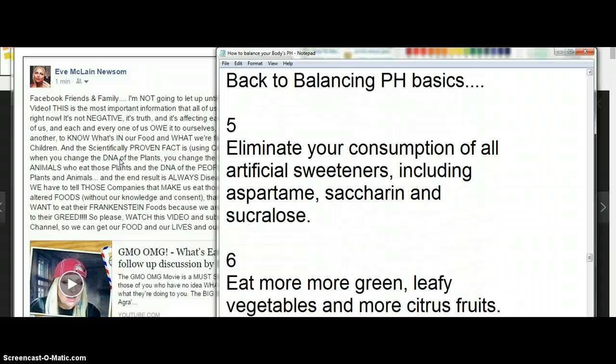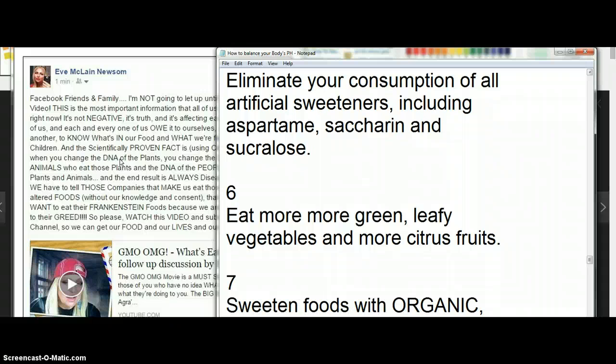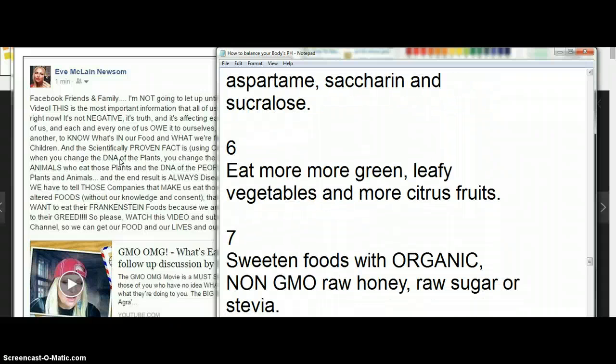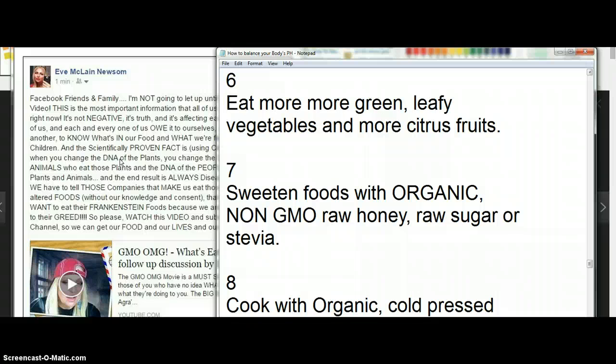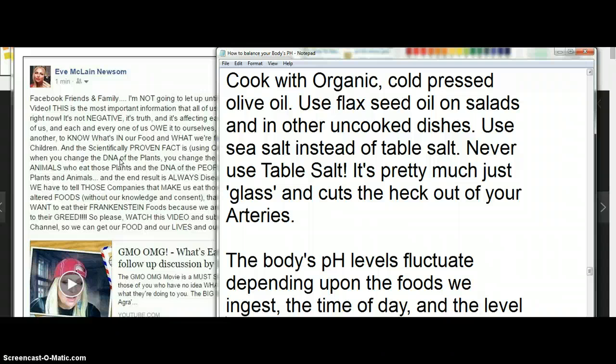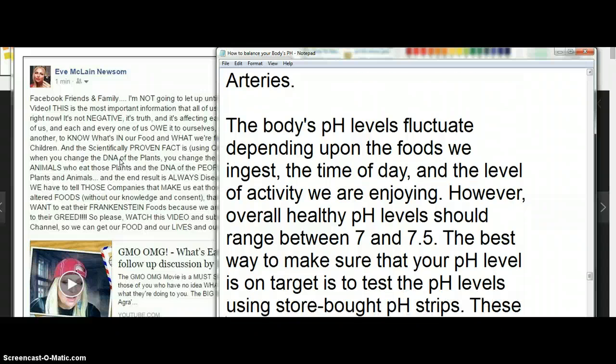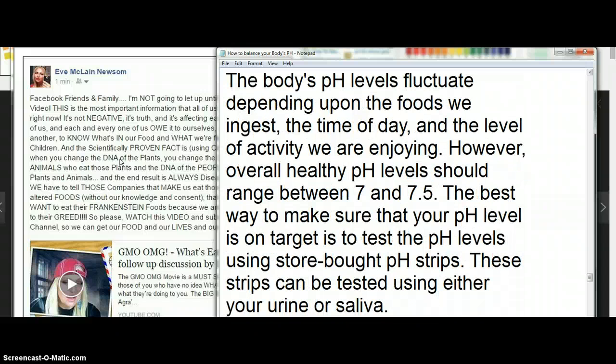Okay, back to balancing pH basics. Eliminate your consumption of all artificial sweeteners, including aspartame, saccharin, sucralose, Splenda. Eat more green, leafy vegetables and more citrus foods. Sweeten foods with organic, non-GMO raw honey, raw sugar, or stevia. Cook with organic, cold-pressed olive oil. Use flaxseed oil on salads and in other uncooked dishes. Use sea salt instead of table salt. Never use table salt. It's pretty much just glass and cuts the heck out of your arteries.